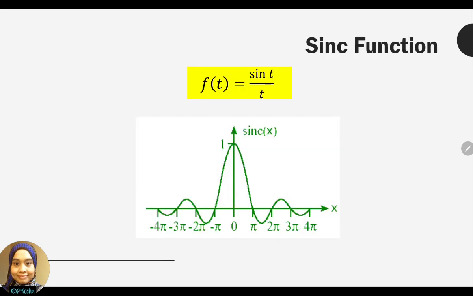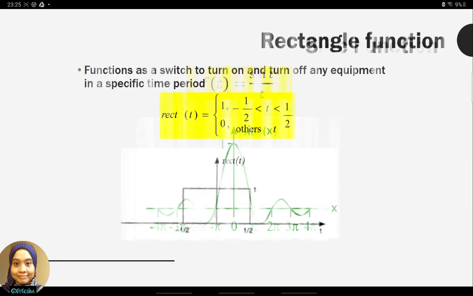Okay, next is the sinc function. I think you have seen this type of function before, in terms of the power of a signal. The area of sinc x is actually the area that covers below the signal. And the sinc function can be represented using this equation. So this is one type of function that you may find as a signal as well.